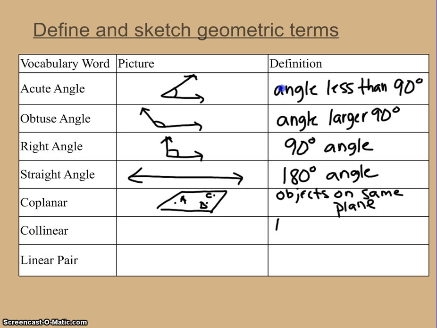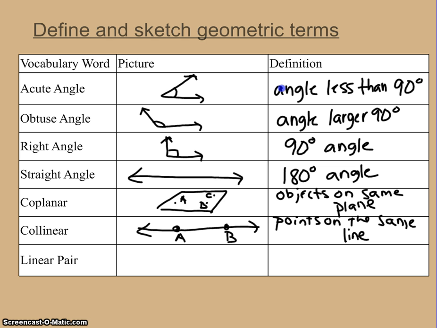Collinear points are points on the same line. So to do that, we need to draw a line. Then we need at least 2 points for those points to be collinear.